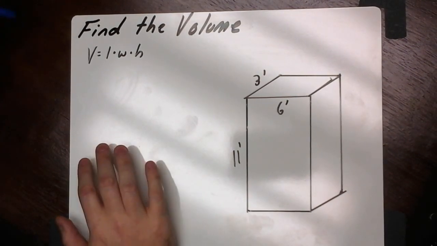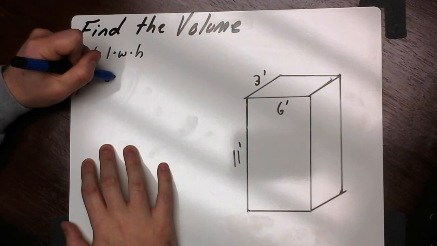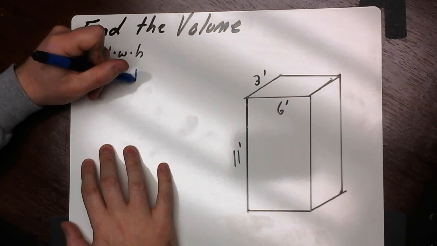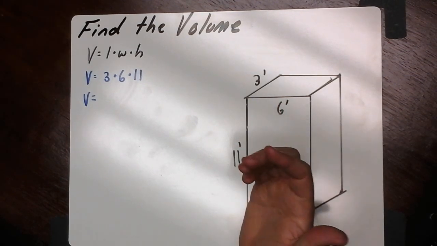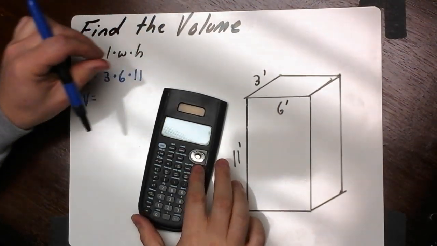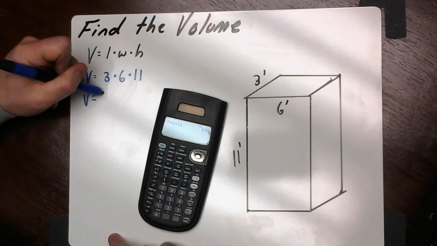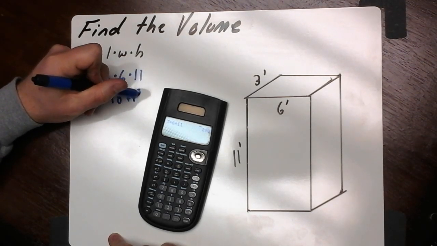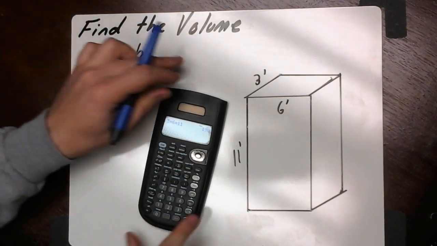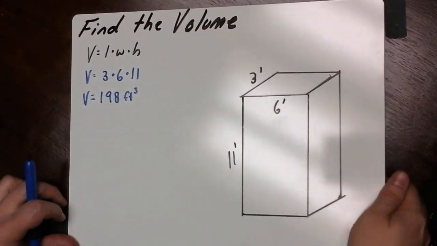So let's do this. I have 3 times 6 times 11. I don't know what 3 times 6 times 11 is off the top of my head, so I'm just going to punch this into the calculator. And that's 198 feet cubed. 3 dimensions, right? So, feet to the 3rd power. Area is feet squared, because it's only 2 dimensions. Okay, next.